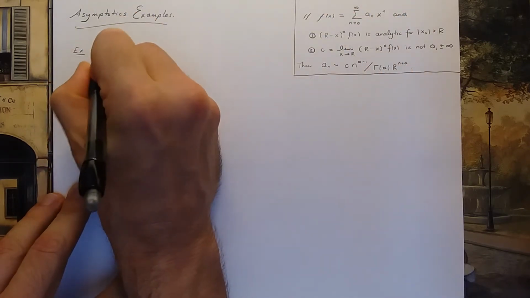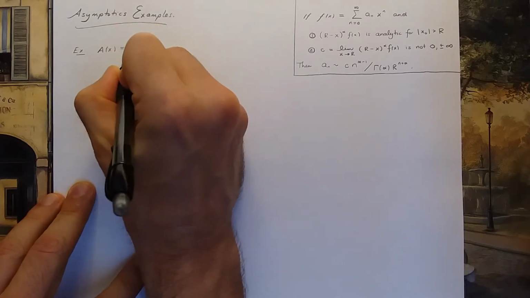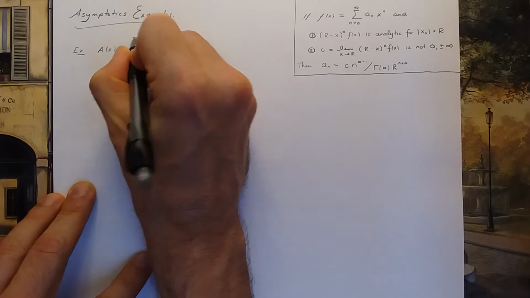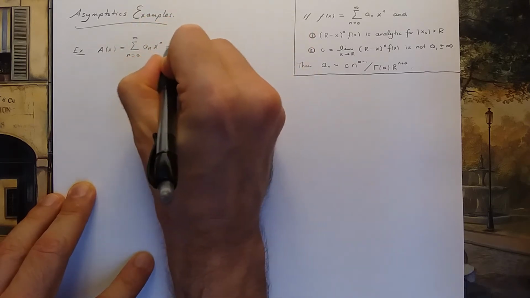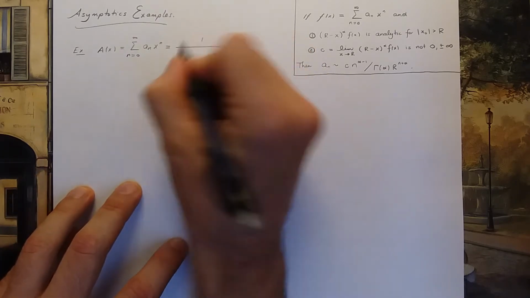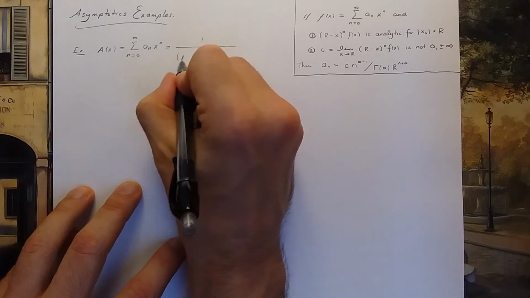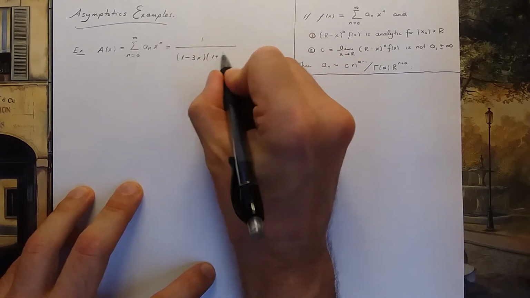So let's suppose A(x) is the generating function for my sequence, the sum for n going from 0 to infinity of a_n x^n. And let's suppose that's equal to 1 over (1 minus 3x) times (1 plus 2x).